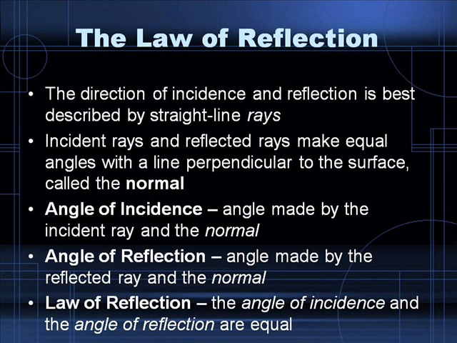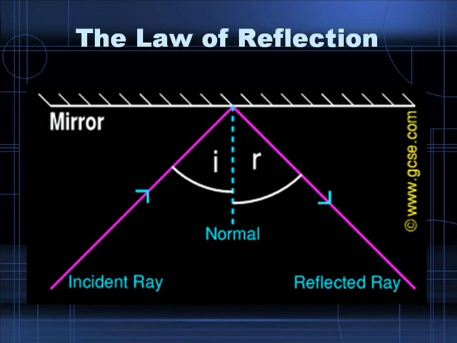The law of reflection. The direction of the incidence and reflection is best described by straight line rays. Incident rays and reflected rays make equal angles with a line perpendicular to the surface called the normal. Angle of incidence: the angle made by the incident ray and the normal. Angle of reflection: the angle made by the reflected ray and the normal line. By the law of reflection, the angle of incidence and the angle of reflection are equal. Here's an example. An incident ray hits the mirror and the reflected ray bounces off the mirror, creating a reflection.